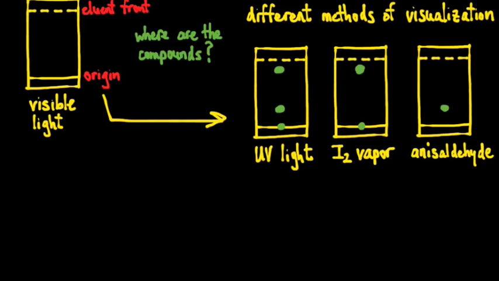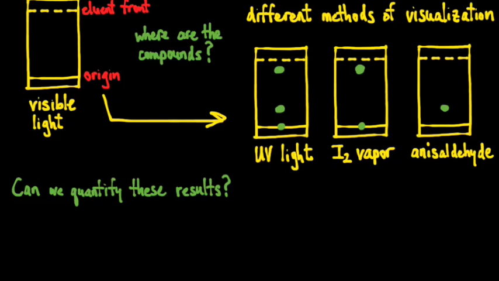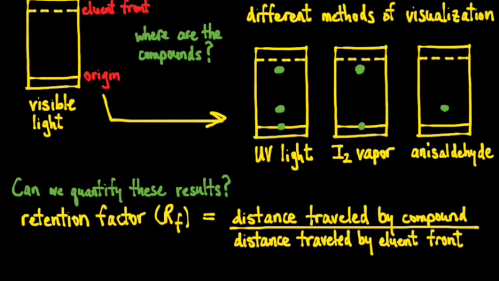What you may notice from these three visualization methods is that not all techniques will enable you to see all compounds. So it is often the case that we want to use multiple methods for visualization. So once we see our spots, we want to quantify our results. We do this by calculating what's known as the retention factor. The Rf is simply a ratio between the distance traveled by the compound itself to the distance traveled by the eluent front. So for example, if we have a TLC that has been visualized with UV light to look like this, we can calculate the Rf.